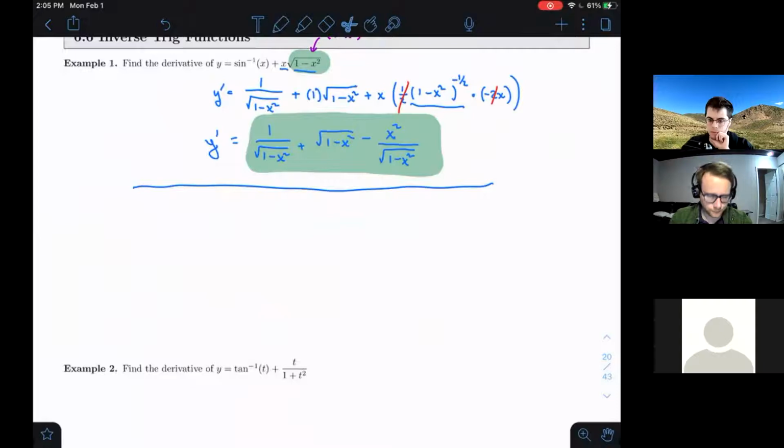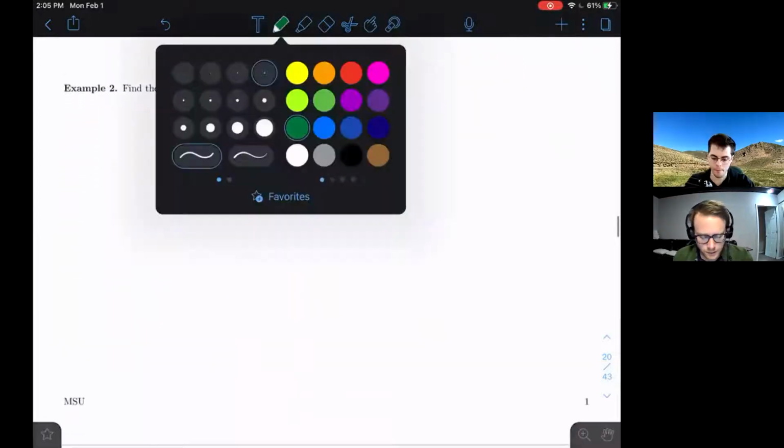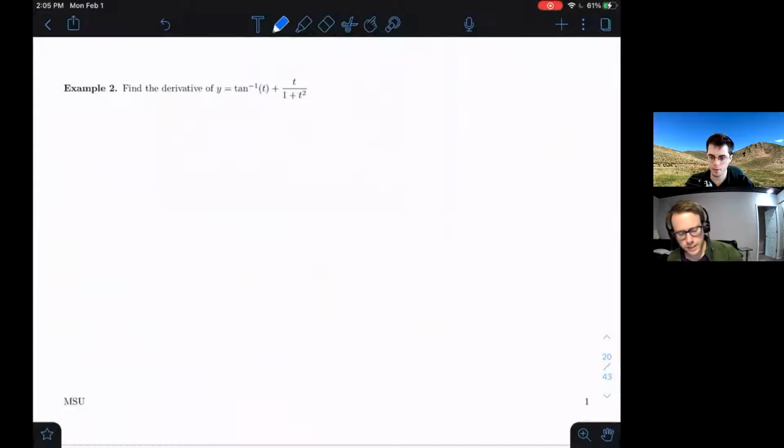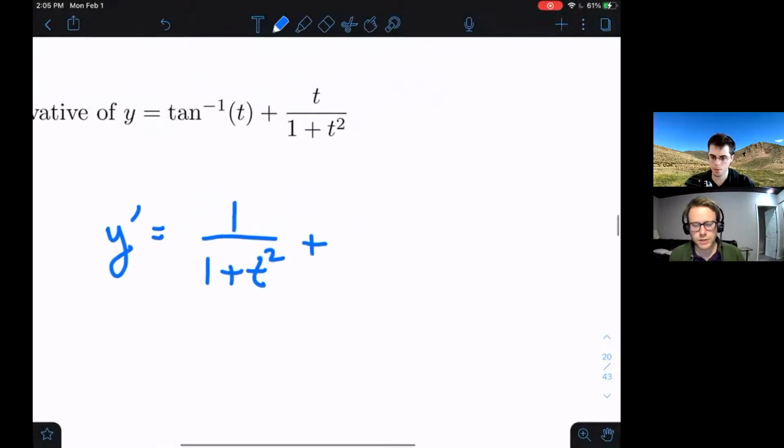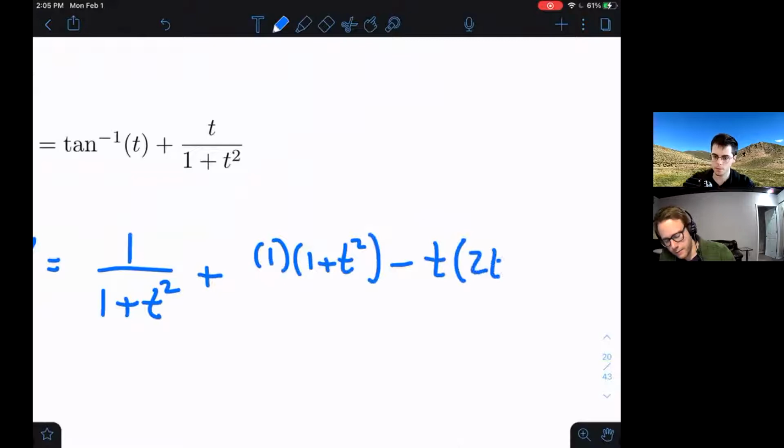All right, so let's do another problem here. Find the derivative of this. So again, some nice wording, it's hopefully clear what to do. The derivative of tangent inverse is going to be 1 over 1 plus x squared, but in this case, our variable is t, so we'll use t squared. And then for the second bit, we're going to need to use the quotient rule, because we have a quotient of two functions. So it goes, the derivative of the top times the bottom minus the top times the derivative of the bottom, all divided by the bottom squared.